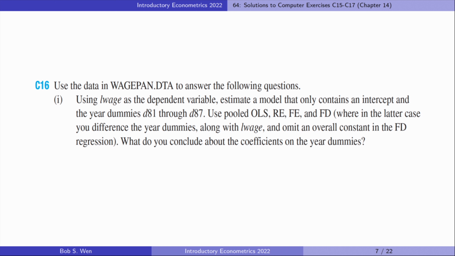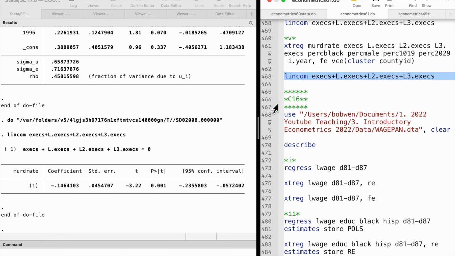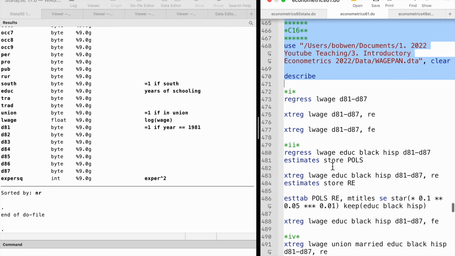Let's do computer exercise 16. In Part 1, we use log wage as the dependent variable and estimate a model containing only an intercept and the year dummies, D81 through D87. Use pooled OLS, random effects, fixed effects, and first difference. What do you conclude about the coefficients on the year dummies? The four estimation methods should give the same coefficients on the year dummies.